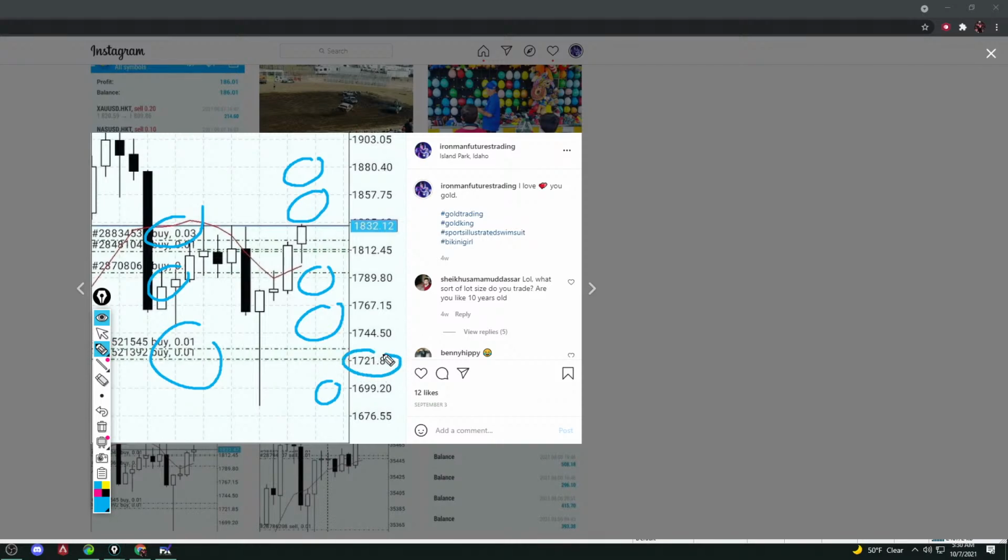1721 buy right there. We'll highlight that one. 1721 buy, and it's at 1832. That actually looks like a 1,000 point move, doesn't it? Does that look like a 1,000 point move? That looks like a 1,000 point move. Another 1,000 point move. That looks like almost 4,000 points on gold. So again, what the hell is he talking about?